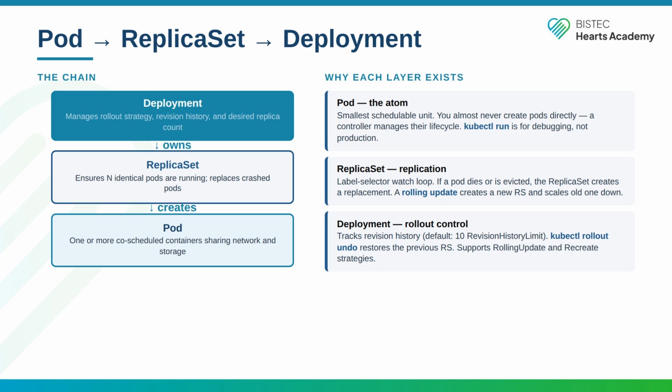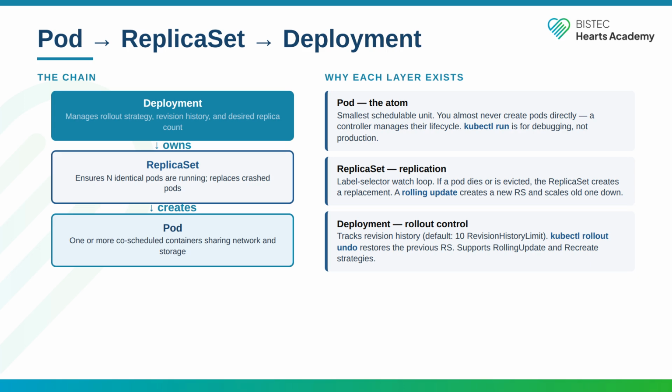The replica set sits above the pod. Its job is to ensure a specified number of identical pods are running at all times. It watches with a label selector loop, counts pods matching its selector, and creates or deletes pods to match the desired count. If a pod crashes or is evicted, the replica set creates a replacement. This is self-healing, but the replica set has no concept of rolling updates. That is the deployment's job.